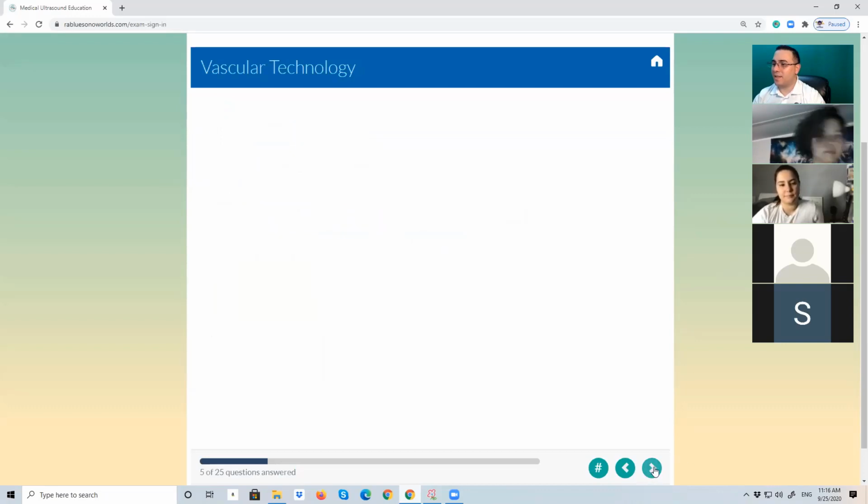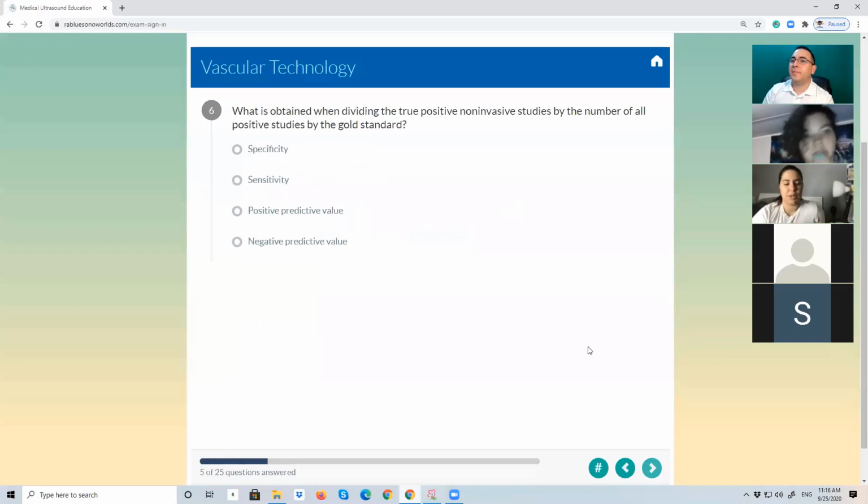Good job in here. Nice. Let's go to the next one. What is obtained when dividing true positive non-invasive studies by the number of all positive studies by the gold standard? Specificity, sensitivity, positive predictive value, or negative predictive value? That one is a little tricky. Saying all positive studies.